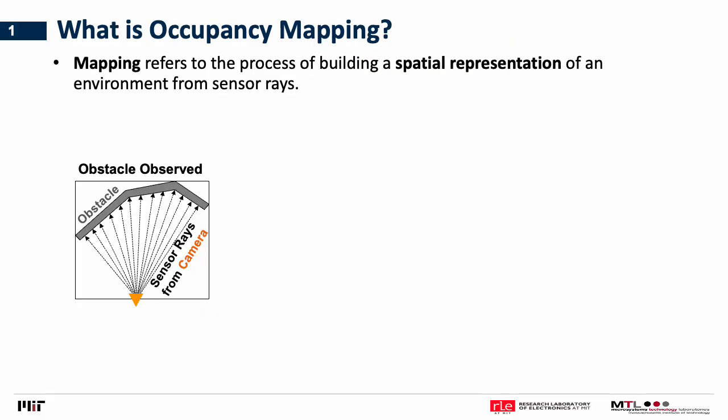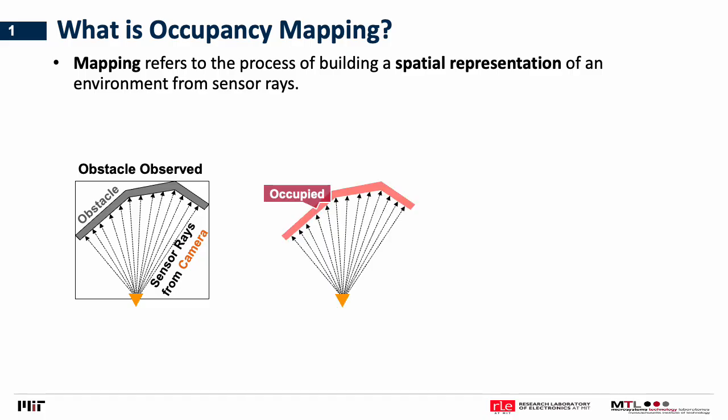Many edge applications require mapping, which is the process of building a spatial representation of an environment from sensor rays. So consider a 2D example here, where the camera emits sensor rays that land on the surfaces of obstacles. The endpoint of the rays represent occupied surface, which is shown in red. But the rays themselves, which are the path from the sensor to the endpoint, define the free space, which is shown in blue. Anything beyond the endpoint is unexplored.